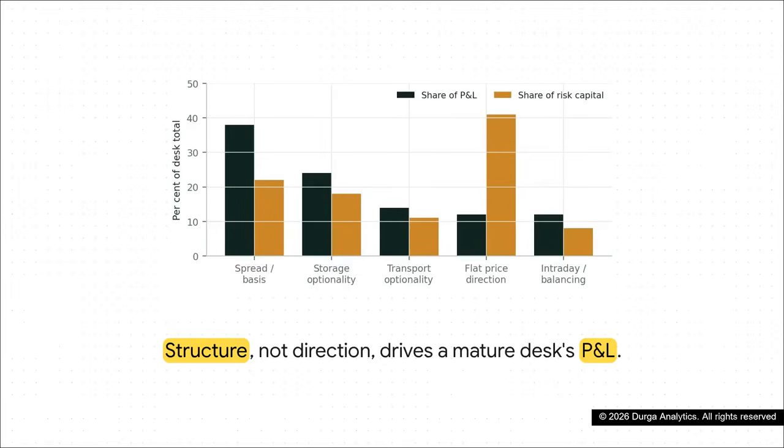Let's look closely at where the money actually comes from, because this brilliantly illustrates a core truth of our industry. Notice the black bars here representing the share of P&L and the orange bars representing the share of risk capital. Mature professional desks make most of their money from structural relationships, things like locational spreads and storage optionality. Flat price directional betting, which is basically just guessing if the market is going up or down, burns massive amounts of your risk capital for very minimal return. Structure, not direction, is where a professional gas desk actually earns its keep.